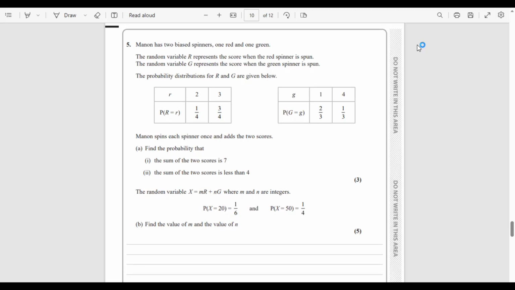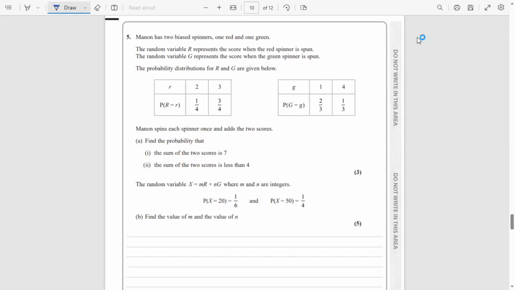And then G is the random variable representing what we get when we spin the green spinner. So the green spinner has, again, two numbers, 1 and 4 on it. So imagine you've got a spinner, which is green, and it's got two numbers, 1 and 4 on it. So we've got a 2/3 chance we get number 1 on that spinner, and we've got a 1/3 chance of getting the number 4. So that's what both tables are showing us. So Manon spins each spinner once, and adds the two scores together. So we want to find the probability that the sum of the two scores is 7.